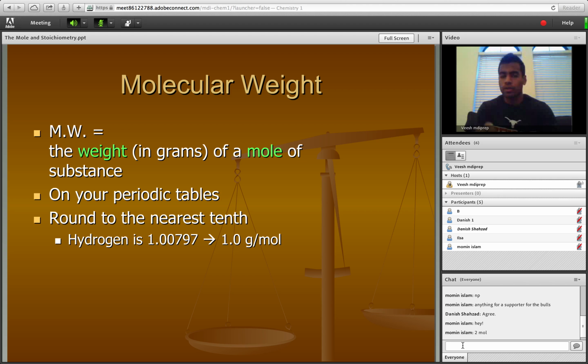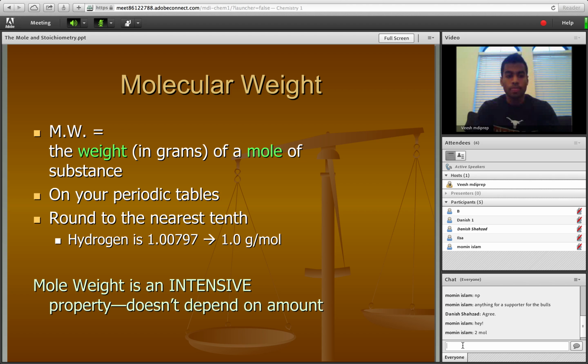And in general, for all of your molecular weights, you would just round to the nearest tenth, just to make it easier on you, because you don't get a calculator or anything. Plus, usually the answers are rounded anyway. And the molecular weight doesn't depend on amount, it's an intensive property.